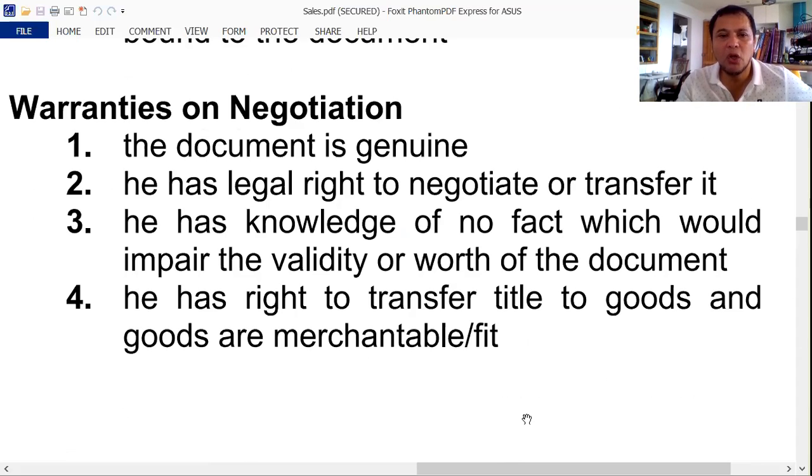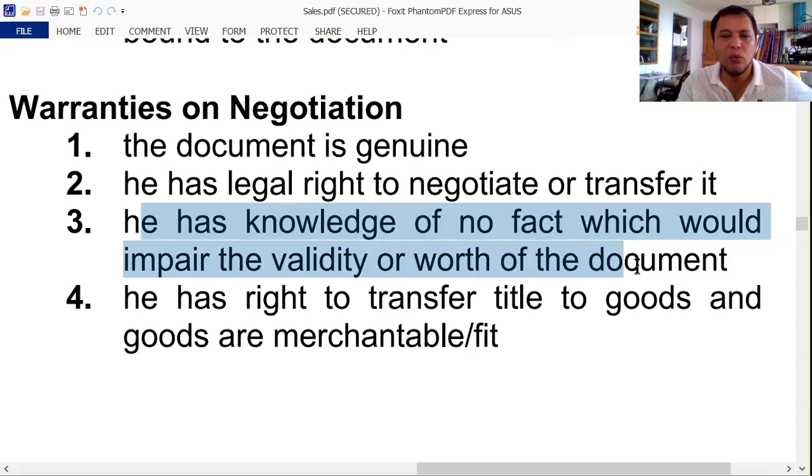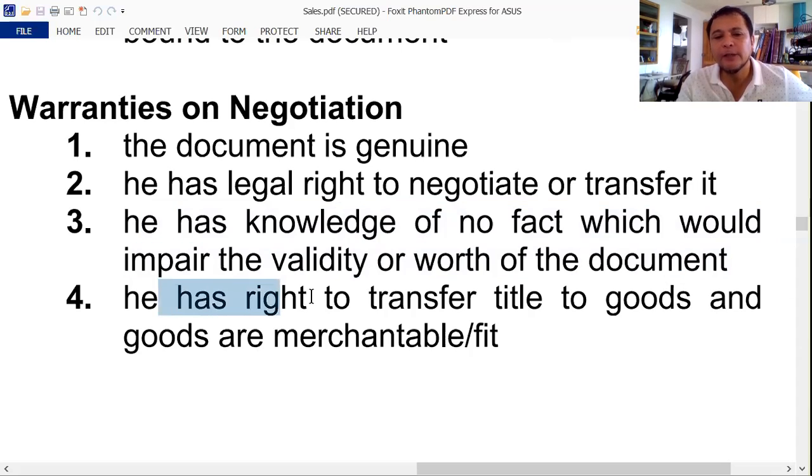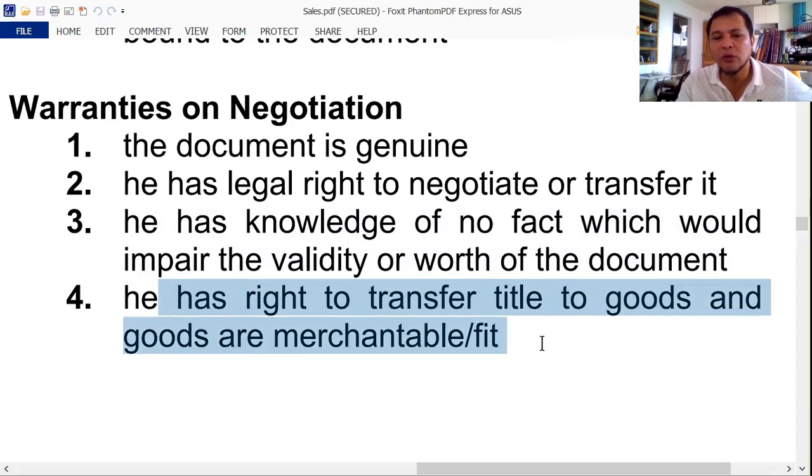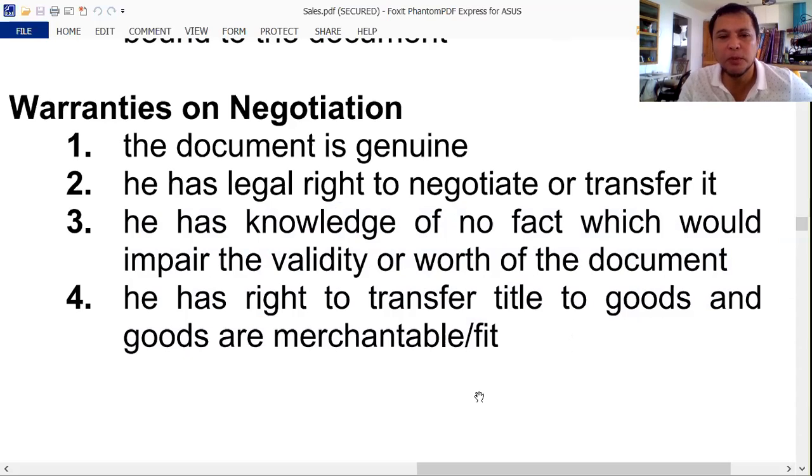So what are the warranties on negotiation? So these are the warranties, no? When a person negotiates the document, that the document is genuine and that he has legal right to negotiate or transfer it, that the person has no knowledge of fact which would impair the validity or worth of the document, and that he has right to transfer title of goods, and the goods are merchantable or they are fit. Maybe fit for use or fit for the purpose or fit for consumption. So these are the warranties of a person who negotiates a negotiable document of title.